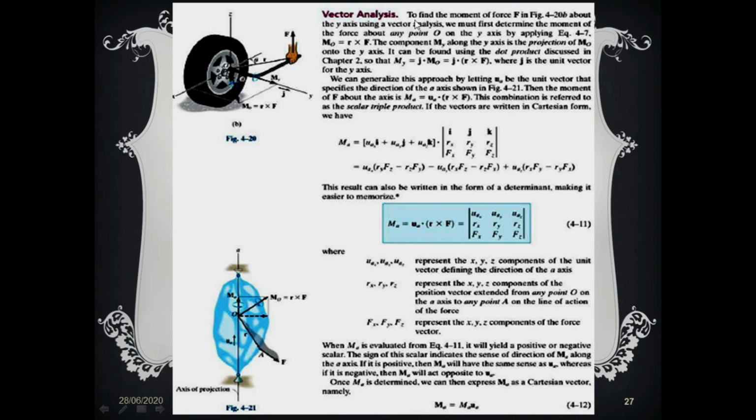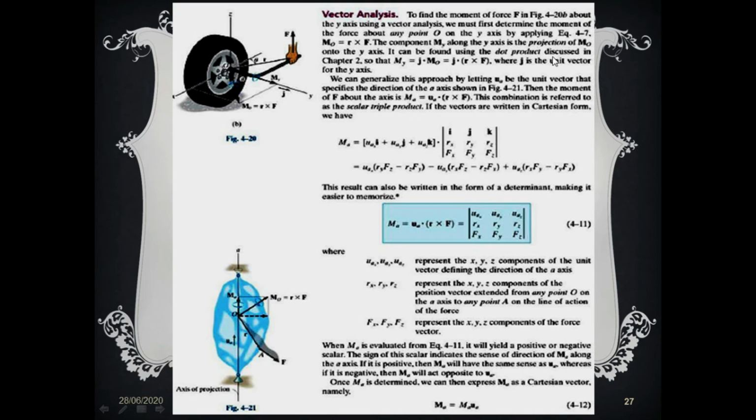Let's go to another problem, vector analysis. To find the movement of this force F about the y-axis using vector analysis, we should determine the movement of this force about any point O on the y-axis. So we need to calculate the movement of this force about the y-axis. For example, he is applying this force F, and a movement will be generated as r cross F. The standard equation, always remember, is M naught equals r cross F. So this component My along the y-axis is the projection of M naught along the y-axis.